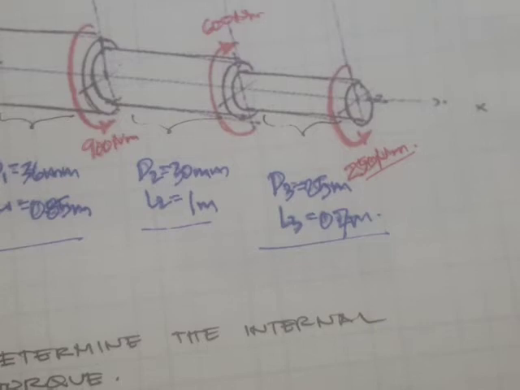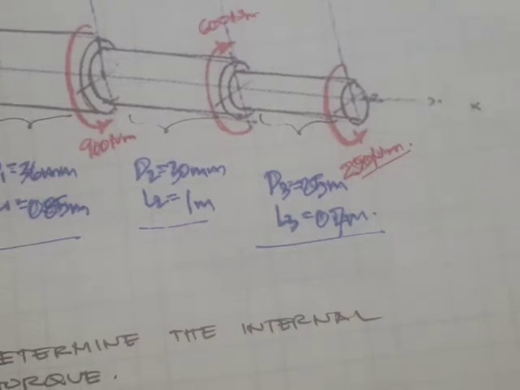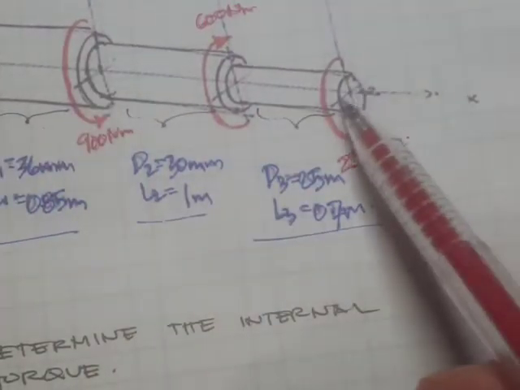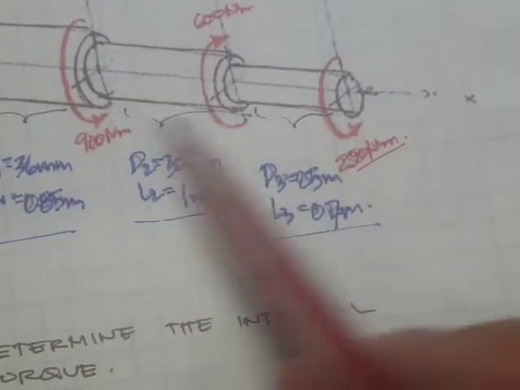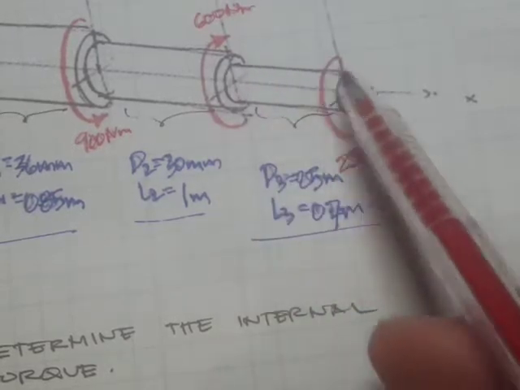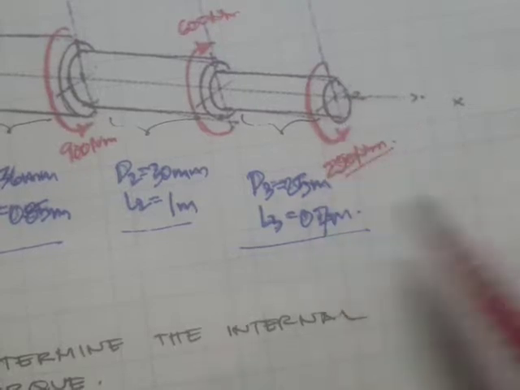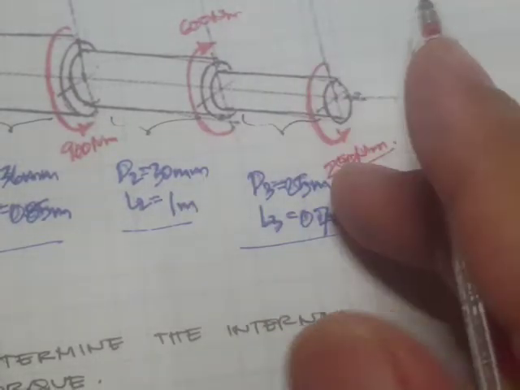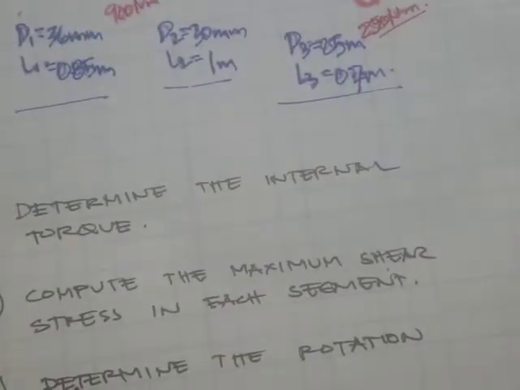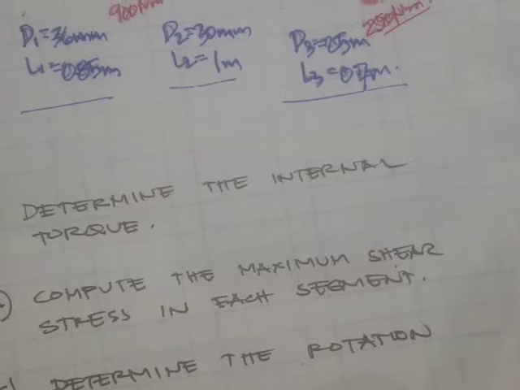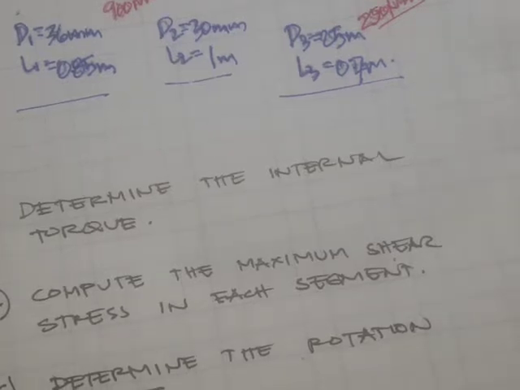And for letter B, we are going to compute the maximum shear stress in each segment. In segment number 1, what's going to be the maximum shear? For segment number 2, what's going to be the maximum shear? And for segment number 3, we need to determine the maximum shear. After that, we are asked to find the rotation angles. This is basically an angle of twist, but in terms of a diagram.